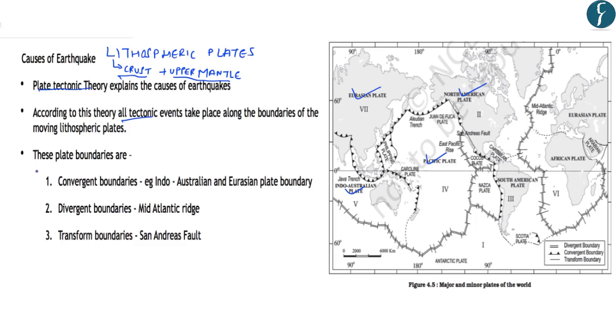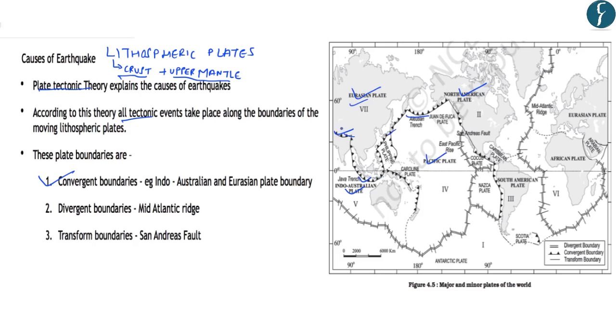The first type of boundaries are the convergent boundaries. As can be seen in the map, these are the boundaries which are convergent boundaries. And an important example of the convergent plate boundary is the boundary created by the interaction of Eurasian plate and the Indo-Australian plate. Now this convergent boundary zone is exactly the location of the Indonesian island and it is the place where Himalayas are formed.